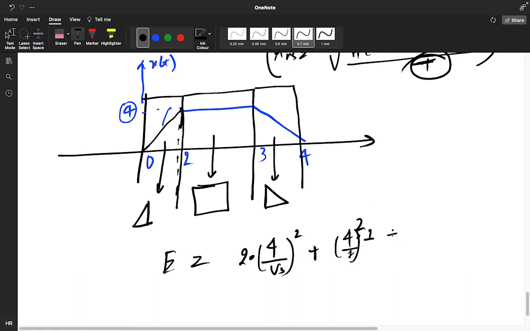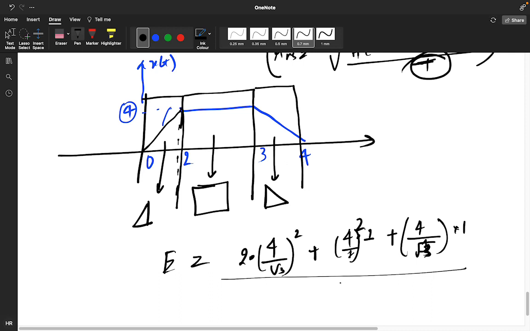Again a triangle is coming. What is the amplitude? 4. What is the time period? From 3 to 4, 1. Okay, root 3 will come for the triangle. And what is the time period? 1. So into 1. For RMS value, you need to divide like this.